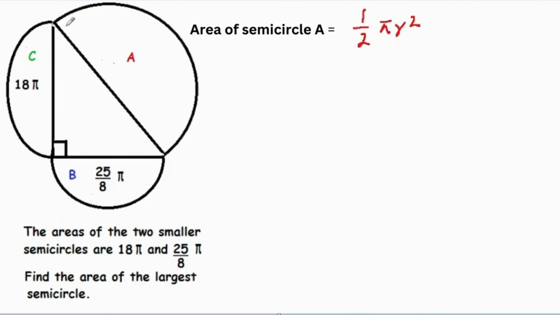Here is the diameter of semicircle A. If we know the length of this diameter, we are going to divide it by 2. Then we are going to get the value for the radius of semicircle A. So how do we go about finding the diameter of semicircle A?